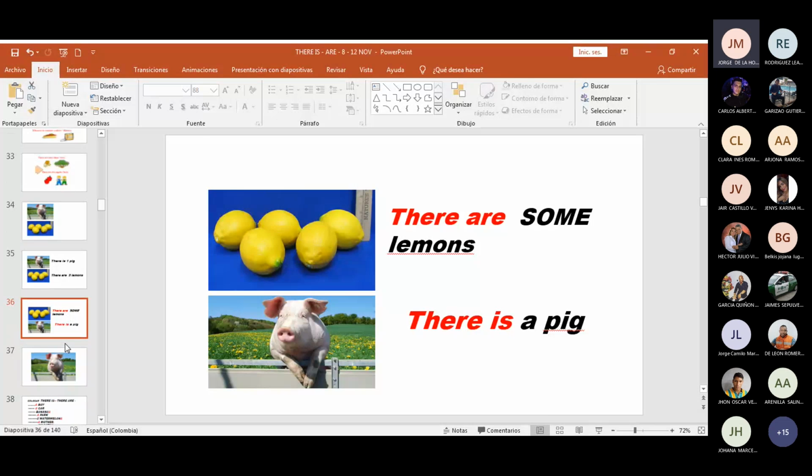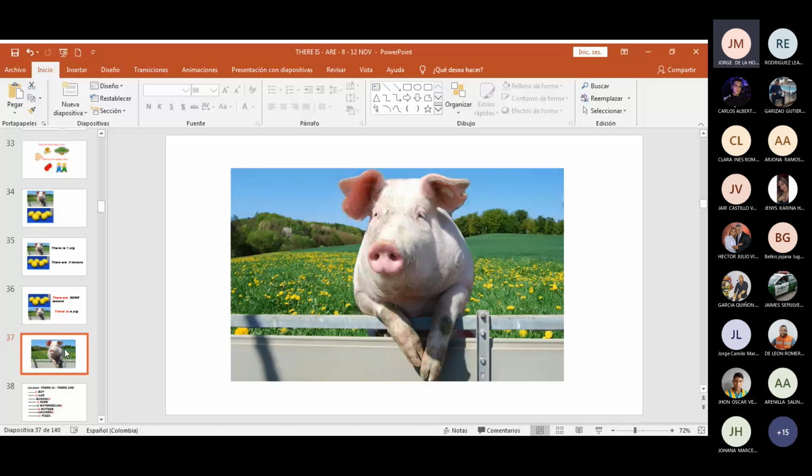So students, remember that when we are going to indicate quantity, cuando vamos a indicar cantidad, vamos a utilizar el there is o el there are. For example, para el animal que utilizamos, un solo animal, there is. Y para las flores, student, for the flowers, para los girasoles que están allá atrás, there is or there are? There are. Y para los árboles que están detrás, there is or there are? There are. Y para el cielo, there is or there are? There is, porque es un solo cielo. Yes, there is only one sky.